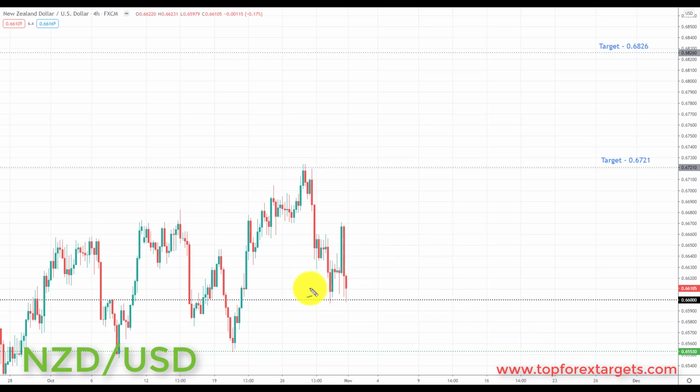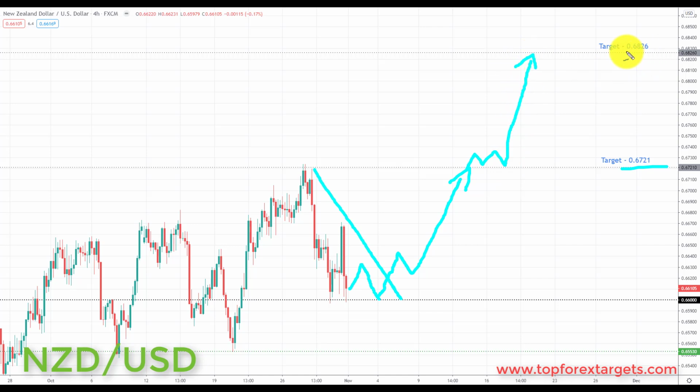This is now a great area to look for bullish reversal patterns, and if we start to break to the upside and we get those bullish reversal patterns next week, we're going to be looking at initiating longs up towards the next key of resistance to the upside and the target set once again at the 0.6721, and if we can break through here, we're going to look up towards the next key of resistance to the upside and target 2 at the 0.6826.